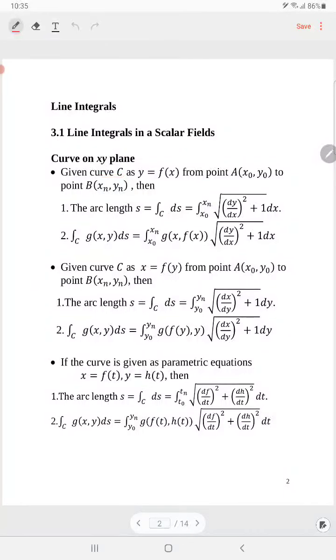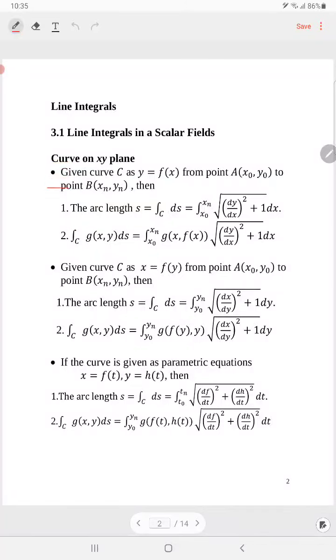For a curve on an xy plane, you have many ways to represent your curve. One is you can represent your curve as y as a function of x, or as x as a function of y, or as a set of parametric equations where x is equal to f of t, y is equal to h of t. Now let's look at the first bullet here, where your curve is given as y as a function of x. Line integral can give you the length of your arc, and also you can integrate a scalar field or a function over the curve.